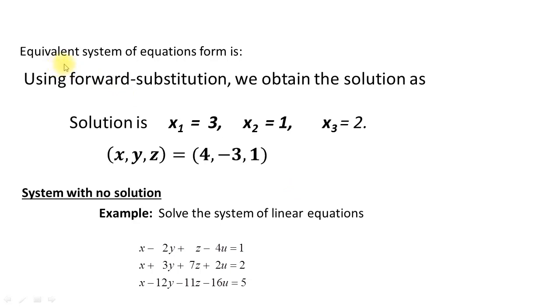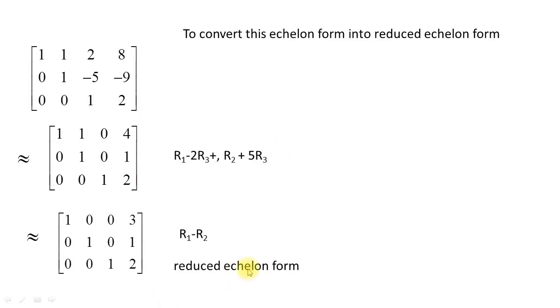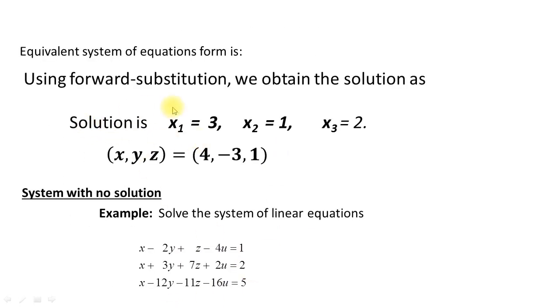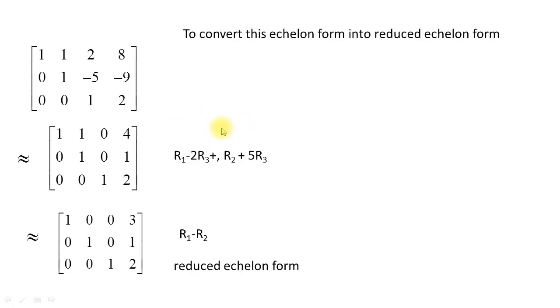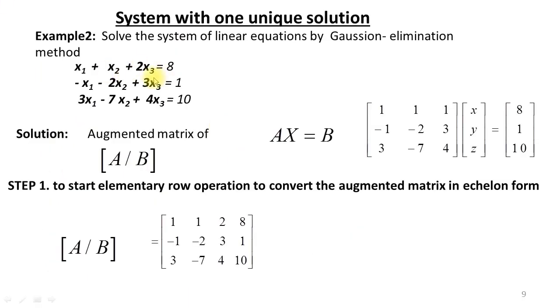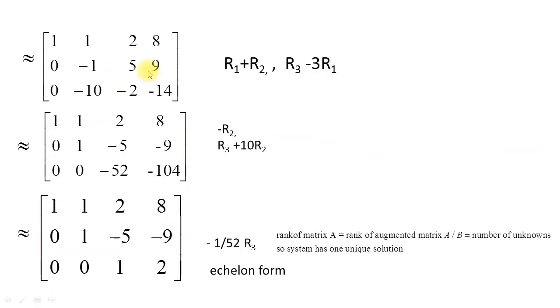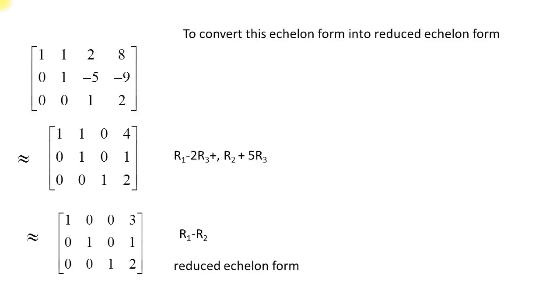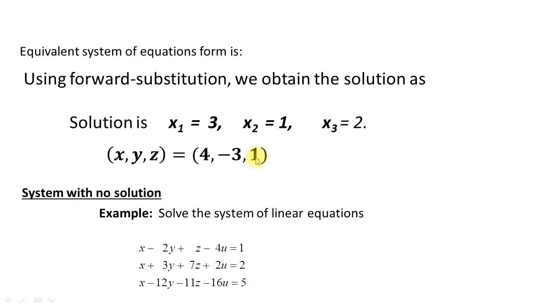Now the equivalent system of equations. In this reduced echelon form, we obtain the solution of the system. In this system we had 3 unknowns, x1, x2 and x3. So from this reduced echelon form, we obtain the value of x1 is 3, the value of x2 is 1 and the value of x3 is 2.